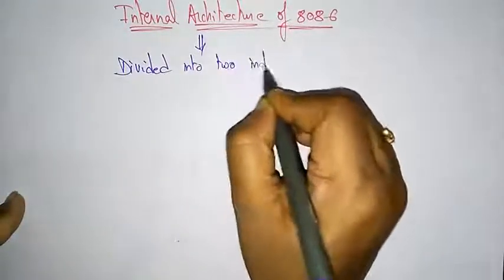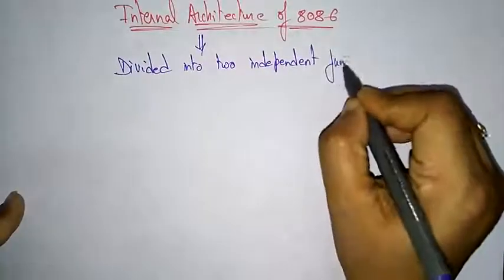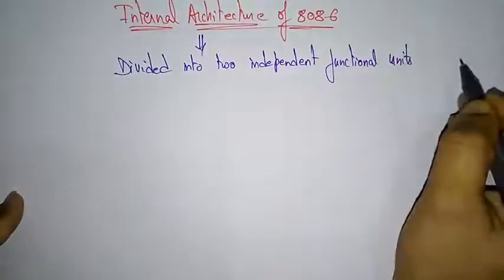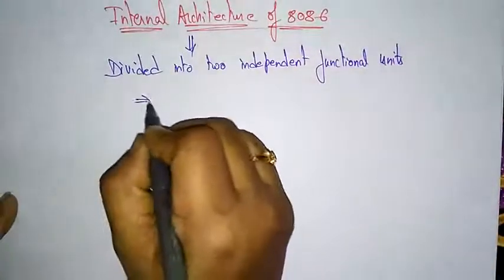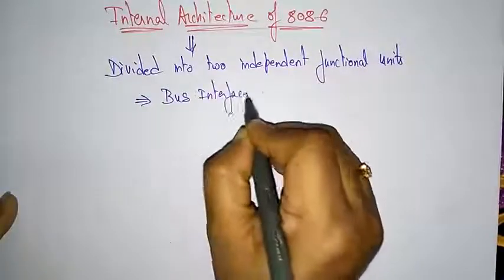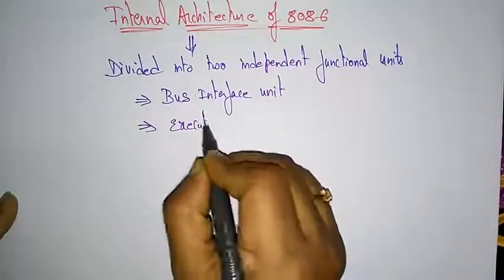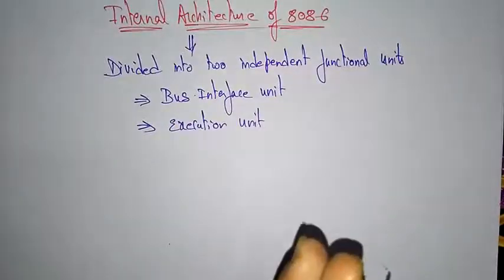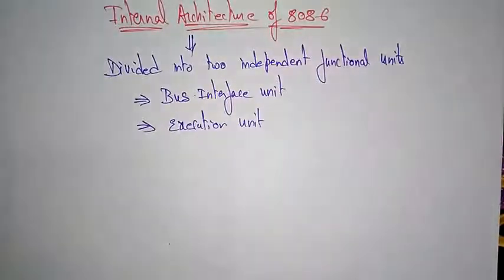This 40 pin IC is divided into two independent functional units, and you have to remember this. The complete IC is divided internally into two functional units: the bus interface unit and the execution unit. So the internal architecture of 8086 is divided into the bus interface unit and the execution unit.